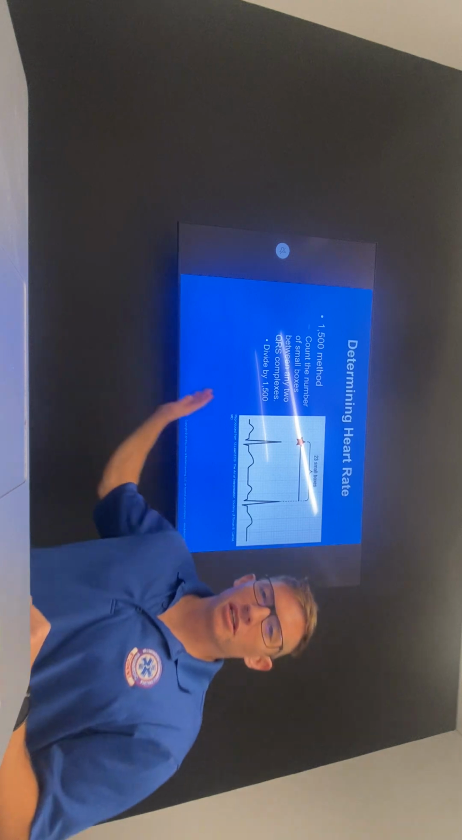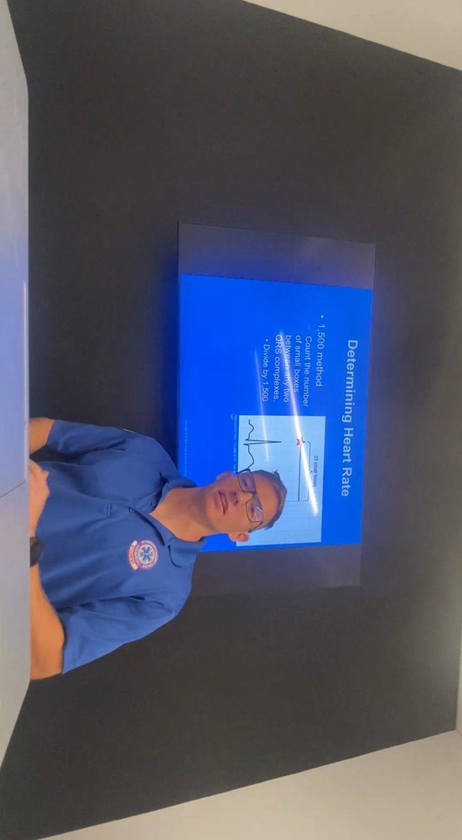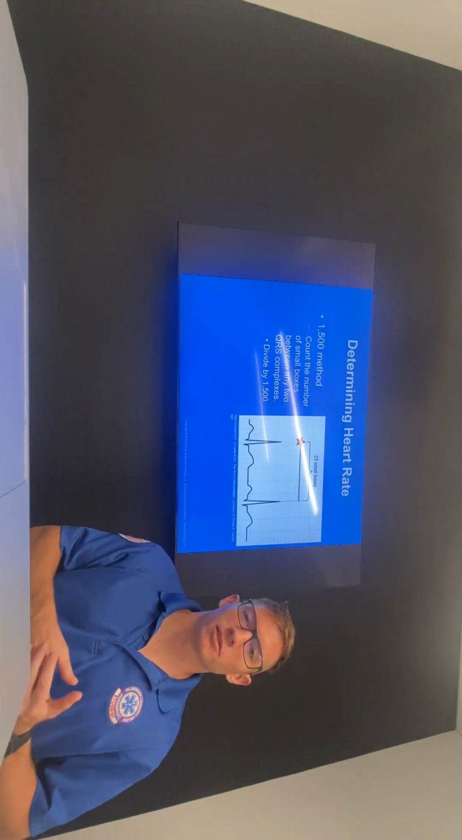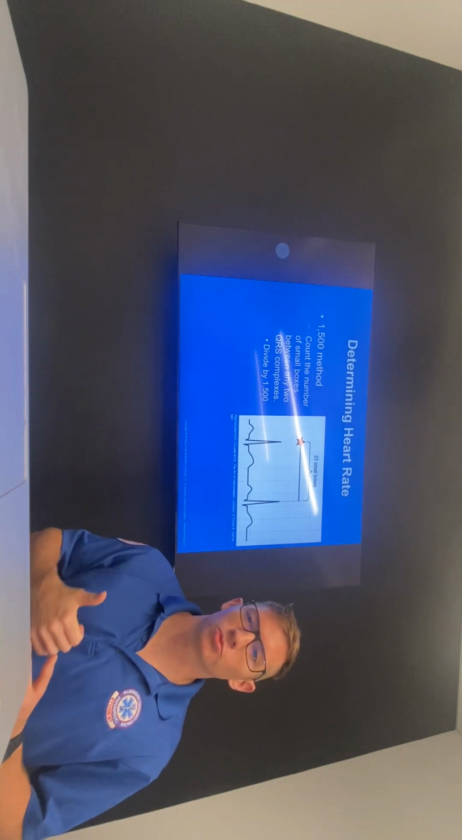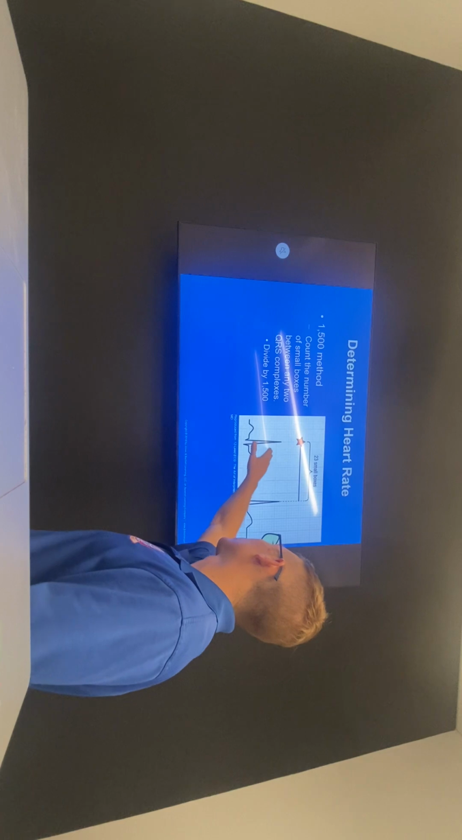All right, so another unit for measuring the distance between RR intervals is the 1500 method. This is the most accurate, typically used for heart rates in excess of 150 beats per minute, and it can only be used on regular rhythms. So we're going to count the number of small boxes between any two QRSs of the complex and divide into 1500. I can just round up with these.